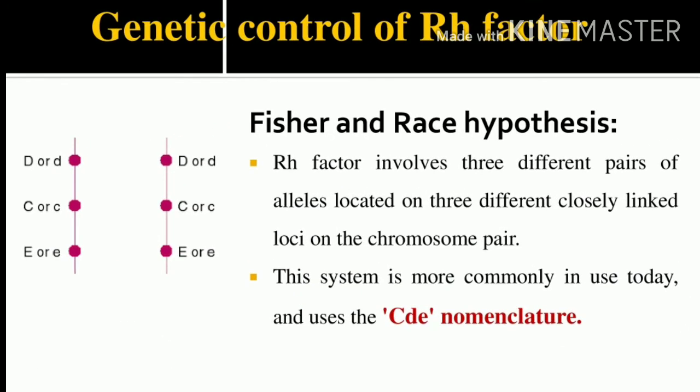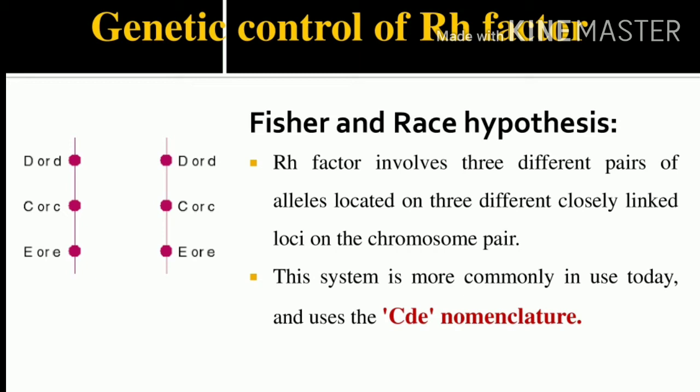In this slide, we studied the genetic control of the Rh factor. It has been explained by two hypotheses. One is the Fisher and Rhesus hypothesis, and the second is the Wiener hypothesis. This is an important 3-mark question. So, the Fisher and Rhesus hypothesis: three different pairs of alleles.